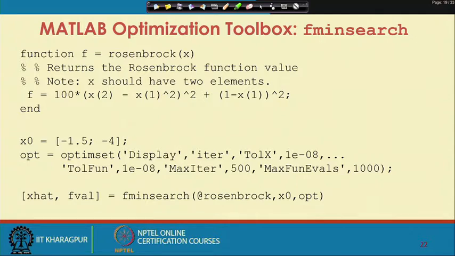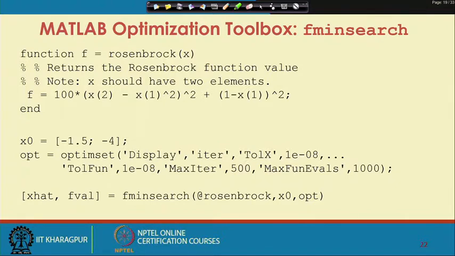Now, let us look at the use of fminsearch. Once you are familiar with the use of any solver, you can easily understand the use of other solvers. For example, as of now we have seen how fminunc works. Now, we are talking about fminsearch. Fminsearch does not use gradient information. In fact, it implements the simplex method to solve an unconstrained optimization problem.